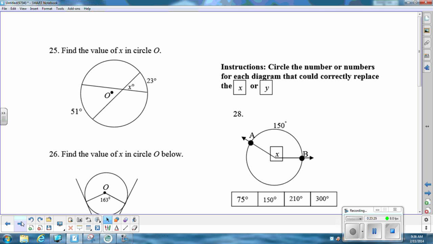All right, no more constructions. Yay. All right, so number 25, our vertex is inside of the circle, so we know we need to do the two arcs that make the angle, add them together, divide by 2.